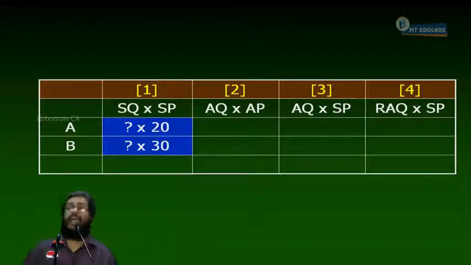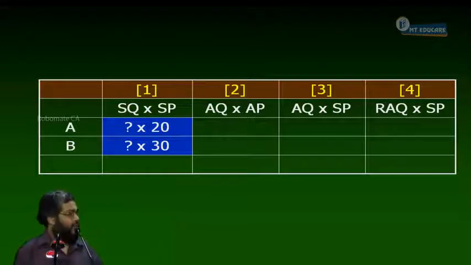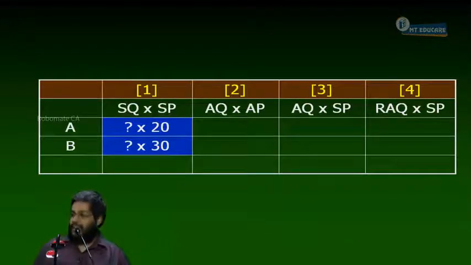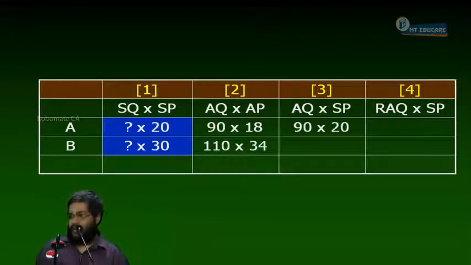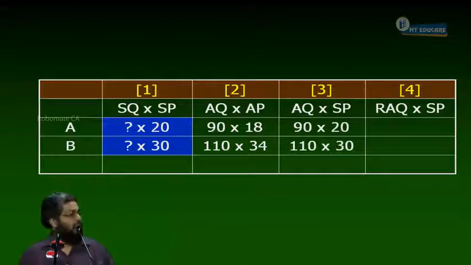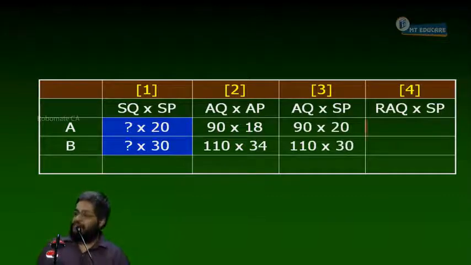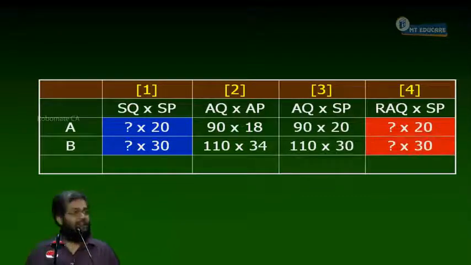Now tell me, AQ and AP: what are the actual quantities of A and B consumed? 90 kgs and 110. What is the actual price? 18 and 34. Are you looking at the workbook? So, 90 kgs into 18, 110 kgs into 34. Now, come to the third column, AQ into SP: 90 kgs into 20, 110 kgs into 30. Now, do I know RAQ? No. But I know SP. So here it is something into 20, something into 30.